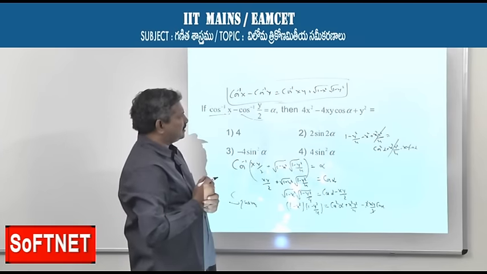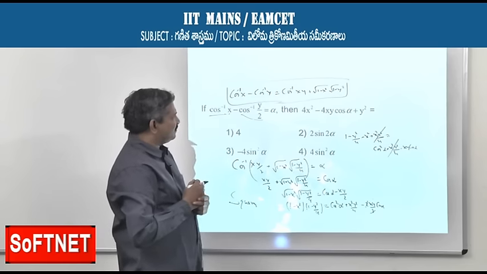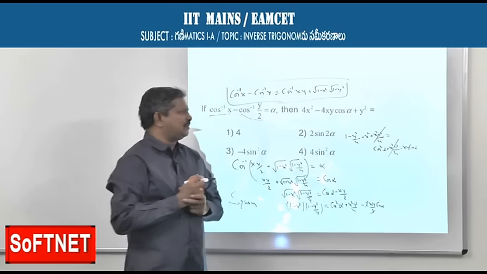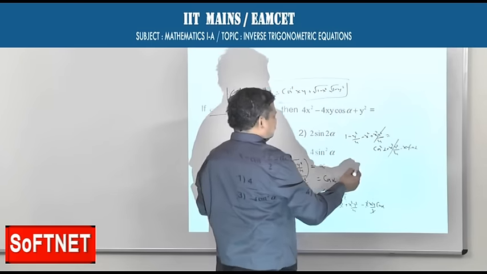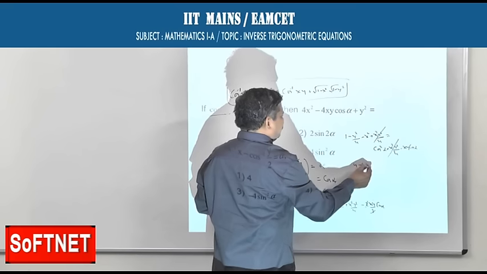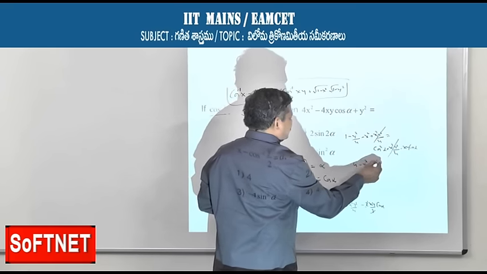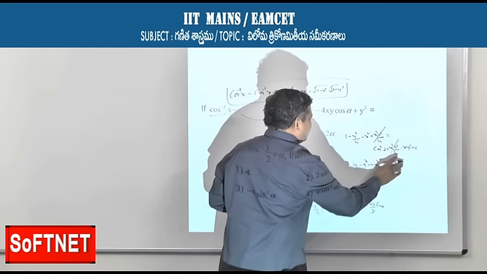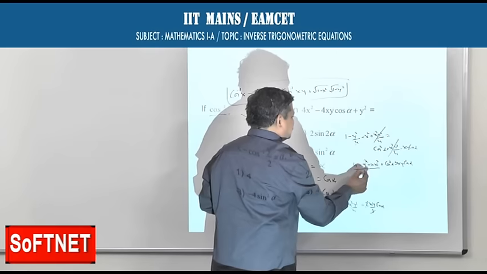They have given 4x square minus 4xy cos alpha plus y square, which means he has taken the LCM throughout. You take the LCM, that is 4, minus y square, minus 4x square. Here cos square alpha minus xy into cos alpha. The LCM 4 is there.